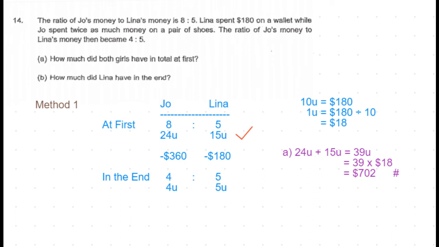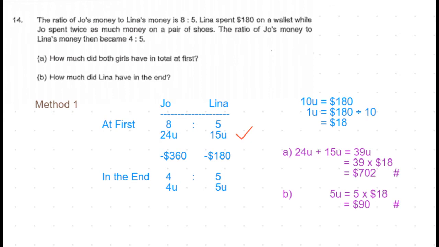Part B, how much did Lina have in the end? In the end, Lina has 5 units, which is 5 times 18, $90. So that's the answer for part B of the question.